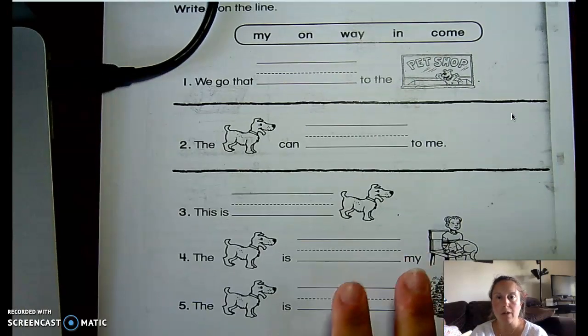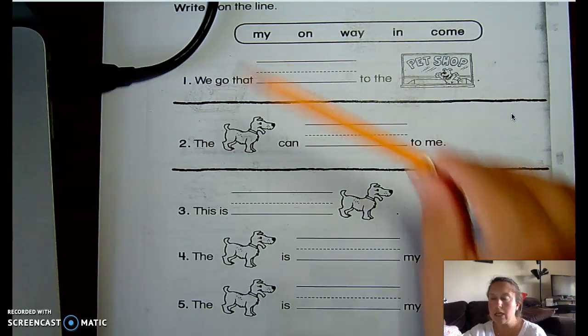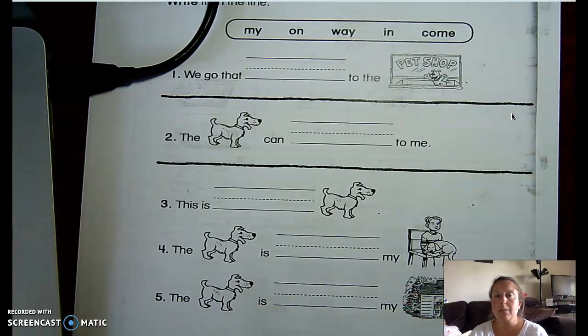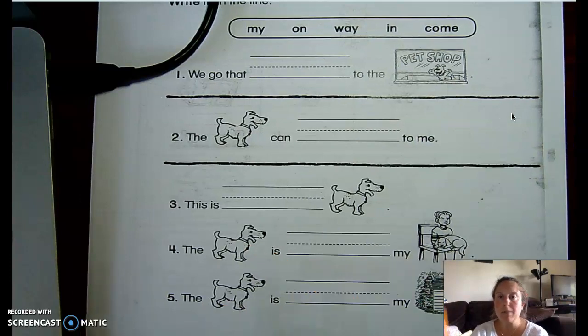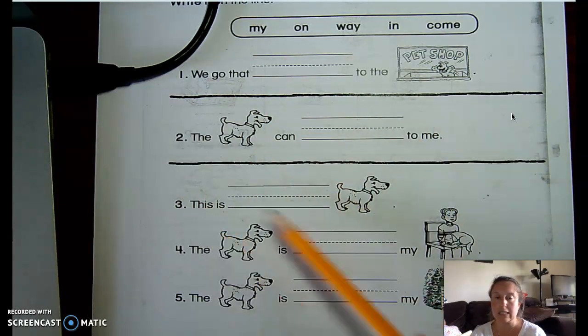So if you need to pause me so that you can have a pencil ready and this page, you may have seen pages like this. Mrs. Smith unfortunately can't see you, so I don't know exactly where everyone is. So what I'm going to do is I'm just going to explain it, and then if you already know this, then you can give yourself a pat on the back. This page is asking you to fill in sentences.